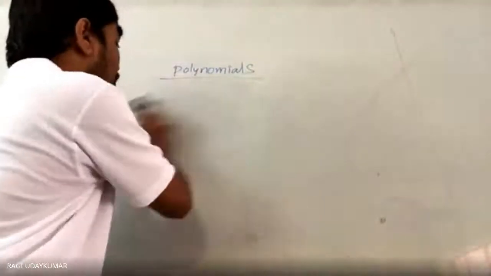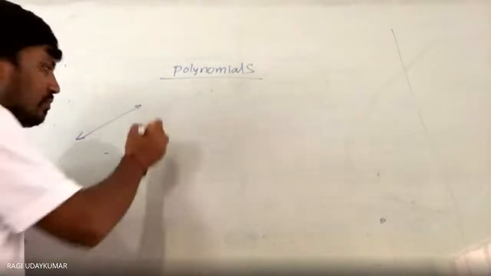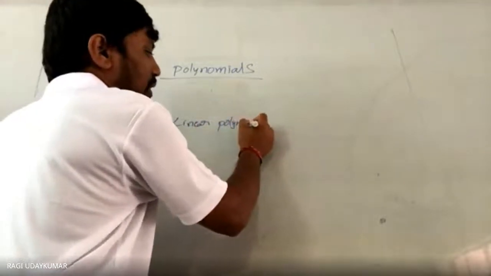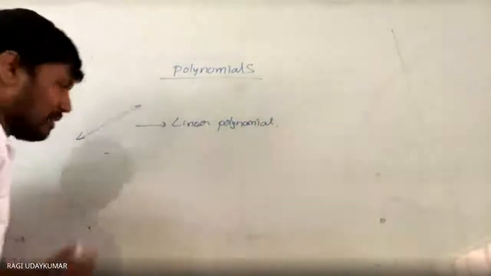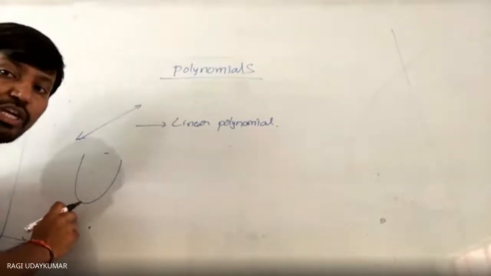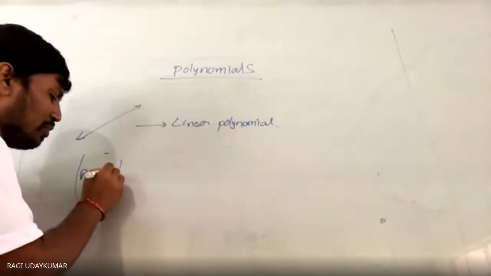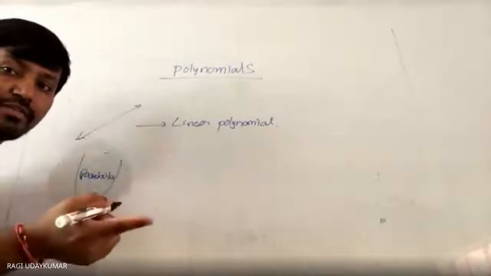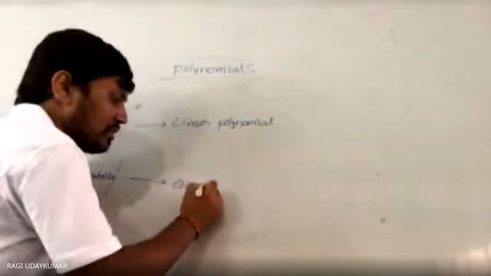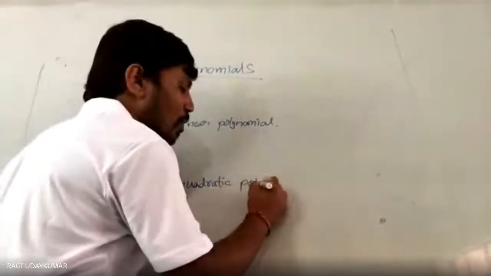Do remember that if a graph is a straight line, then it is a linear polynomial. If the graph is like this, it is called a parabola. About the parabola you are going to learn in higher classes, 12th class. Which type of polynomial represents the parabola? Quadratic polynomial.